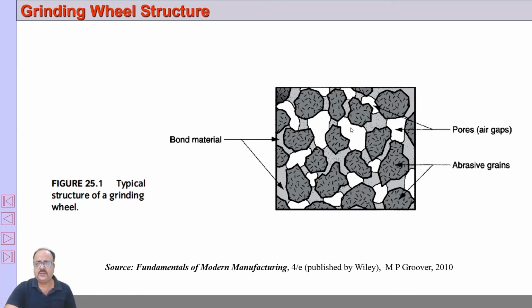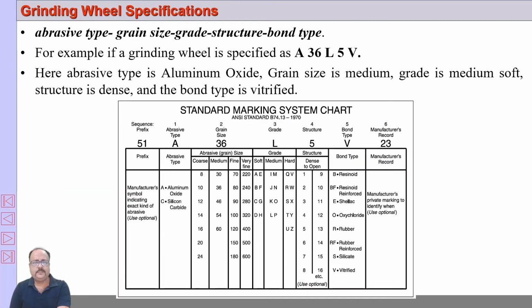You can see the various pores there, so you can have more space. The more space allows the chips to be accommodated. Now there is a phenomenon where a large number of chips are accommodated and the grinding wheel does not cut properly. That phenomenon is called loading of the wheel. We'll be learning about that in the subsequent slides.